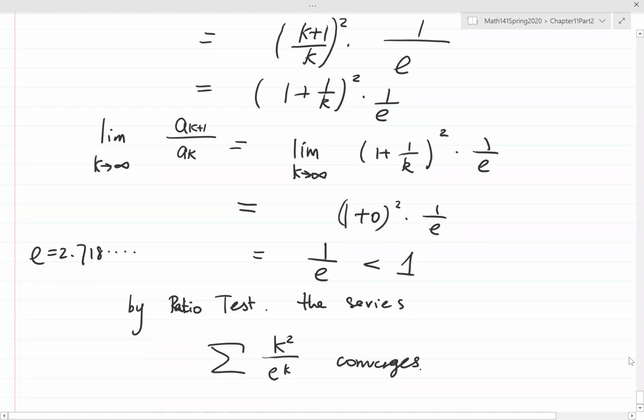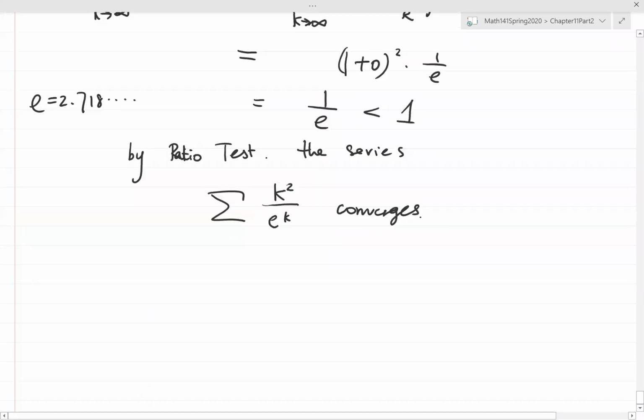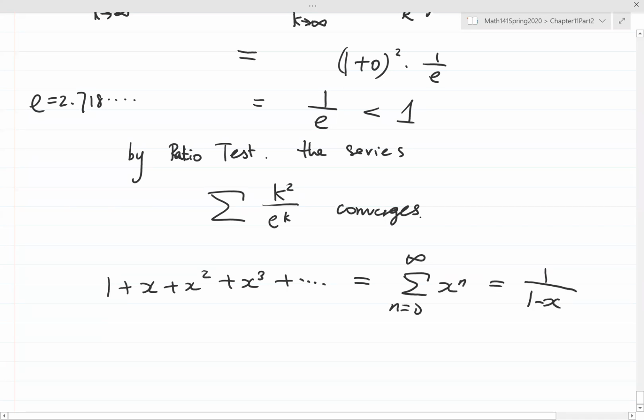Now, of course, we can actually find its sum. This is not bad. You can find a closed-form sum. It mimics a geometric series, so you can derive it from the geometric series. Remember what we did for the geometric series, we talked about this earlier. 1 plus x plus x squared plus x cubed plus etc. This is the sum of x to the power n from 0 to infinity. This is 1 over 1 minus x, where the absolute value of x is less than 1.